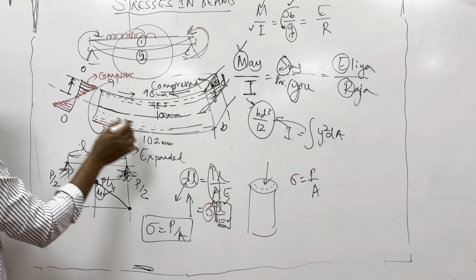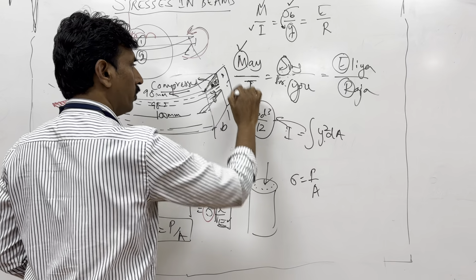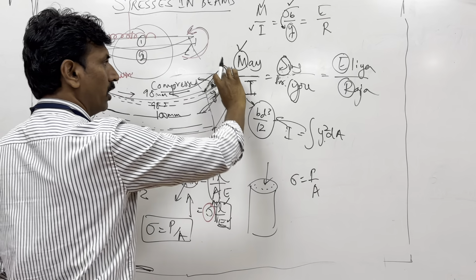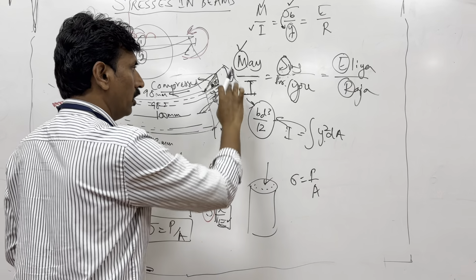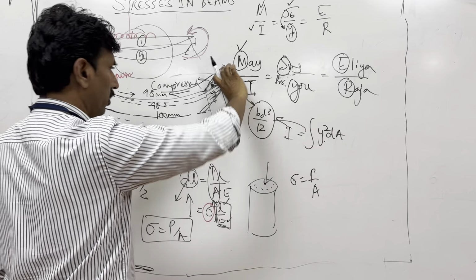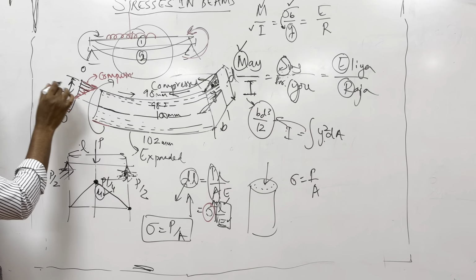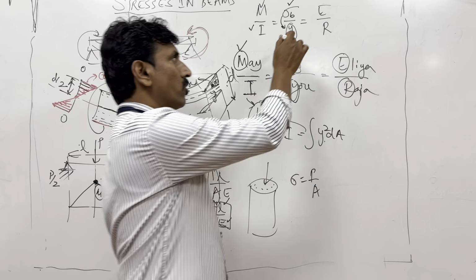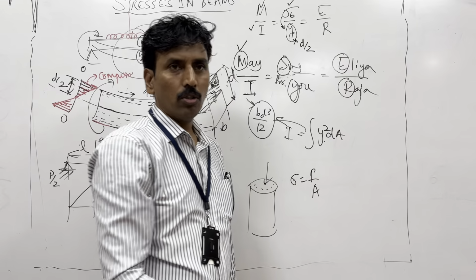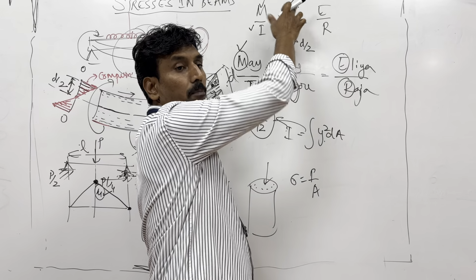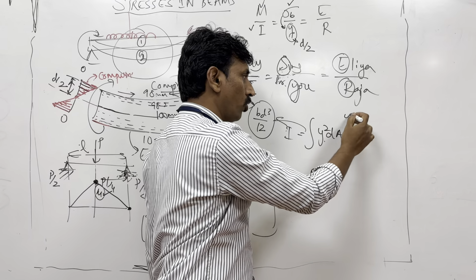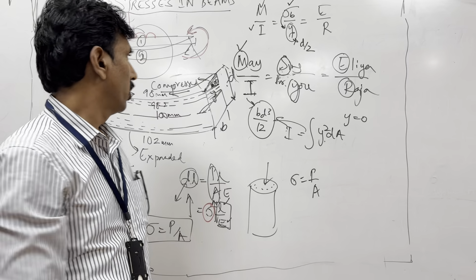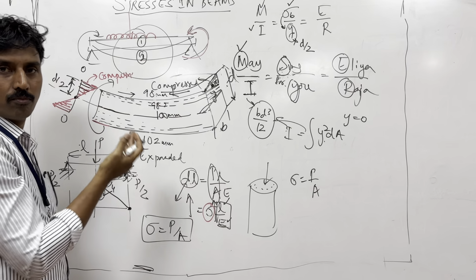Now suppose this is D, depth D. Sorry, I think I made a mistake earlier. This whole thing is the depth, and this is the breadth. So then this becomes how much? D by 2. Okay. If you apply this y as D by 2, then you will get what stress? Maximum stress. If you apply y is equal to 0, then you will get how much? 0 stress, because there is no stress at this point.